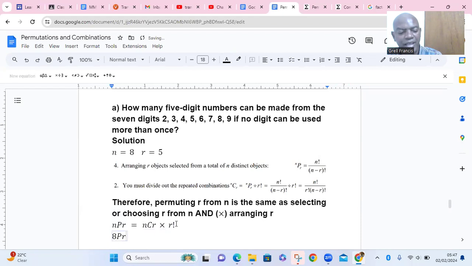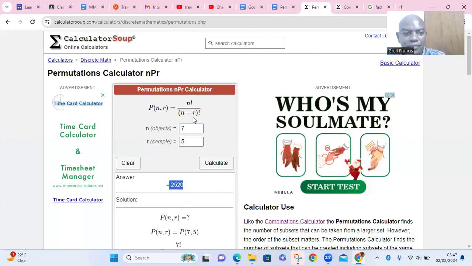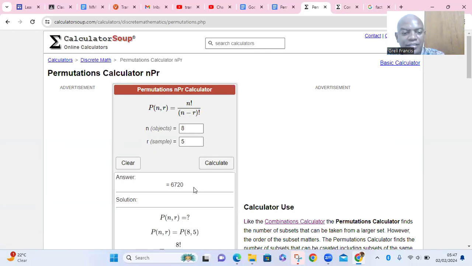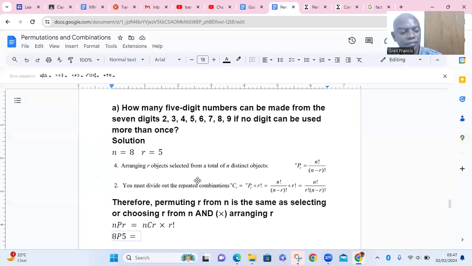You can simply type 8P5 into an online permutation calculator. 8P5 is actually 6,720. So that's the answer for part A. There are 6,720 distinct 5-digit numbers that can be made from those 8 digits.